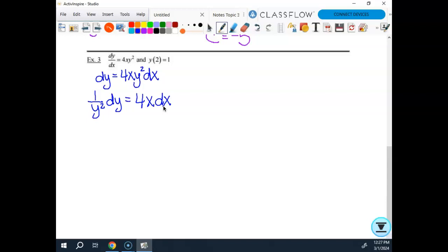We're okay with that? That's how we got it separated. And then I would rewrite this as y to the negative 2 dy equals 4x dx. All right, you go through and see if you can finish this up, unless you have questions on how to get there.